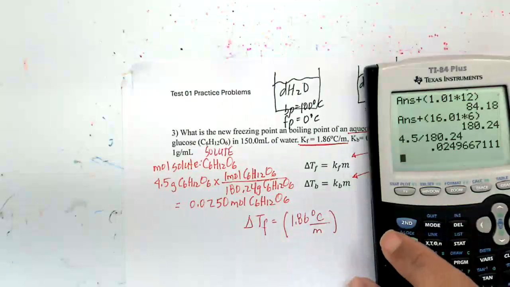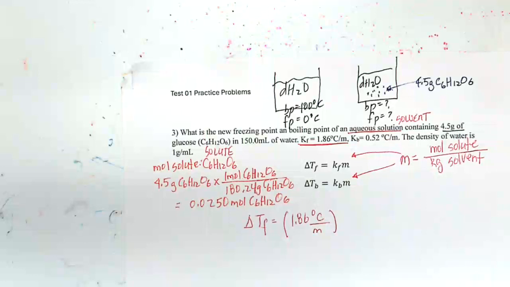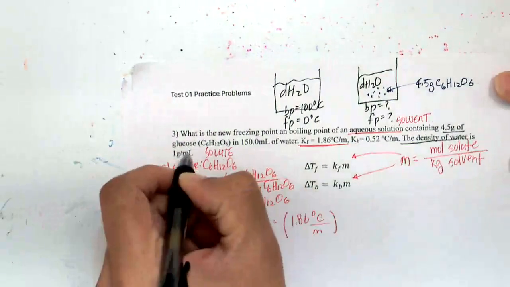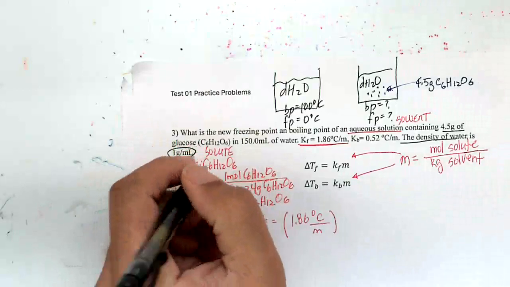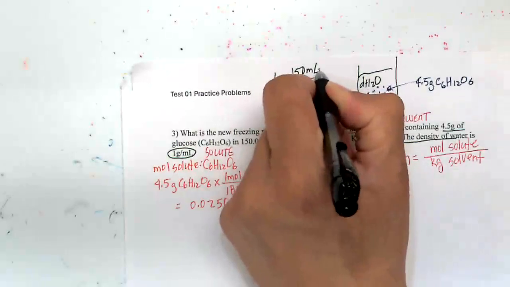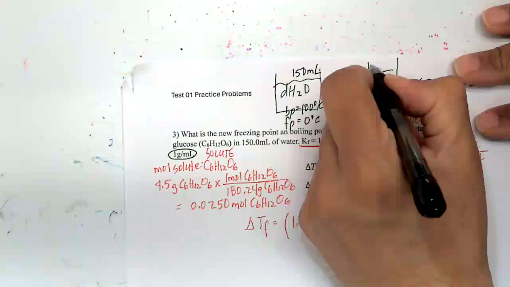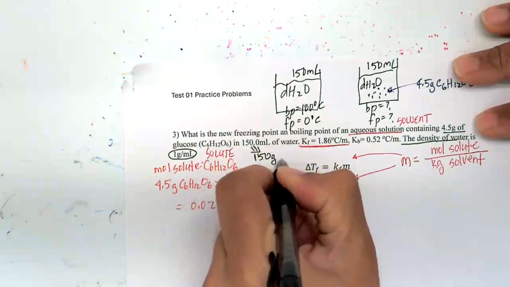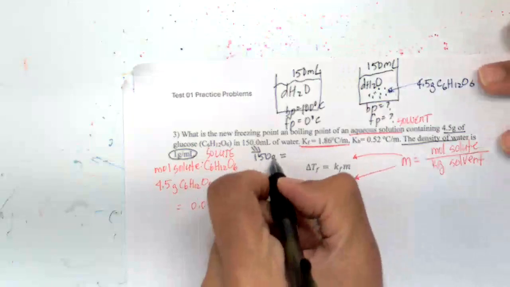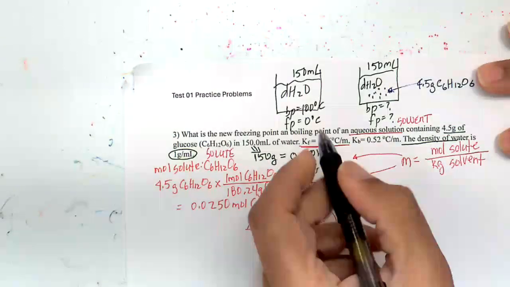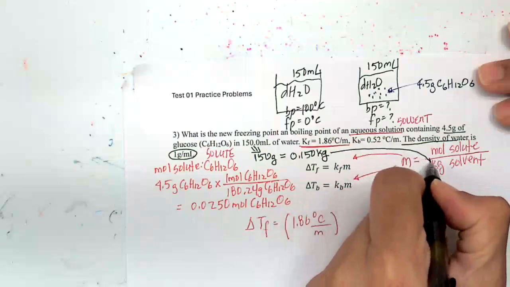And kilograms of solvent is in molal. So what is our kilograms of solvent? The back of the hand number for the density of water is about 1 gram per mL. So 150 mL of water is about 150 grams. And how many kilograms is that? About 0.150 kilograms. So this will be our kilograms of solvent.